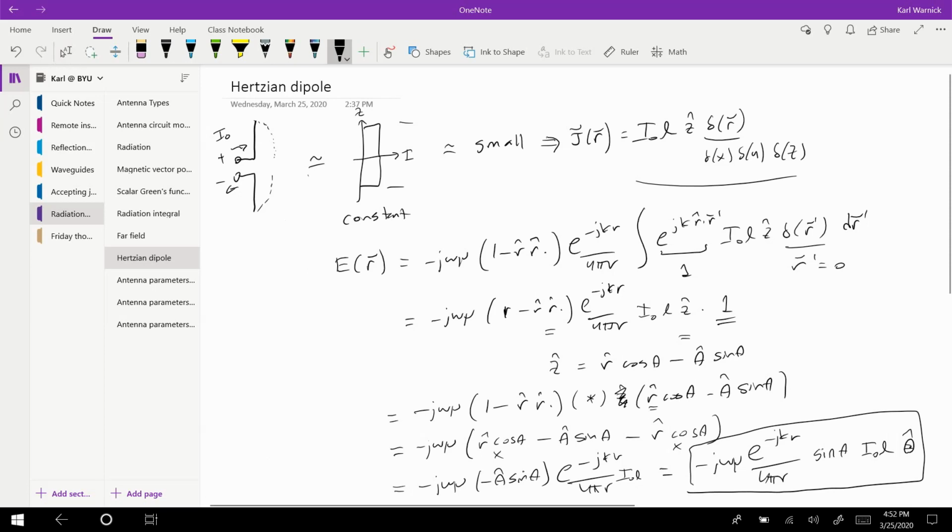Okay, now we're going to use that. We're going to use that as an antenna to understand different properties of antennas, the gain, the radiation pattern, the directivity, the radiation resistance, and so far. So this will be our key example, the Hertzian dipole, as we go through the antenna material.